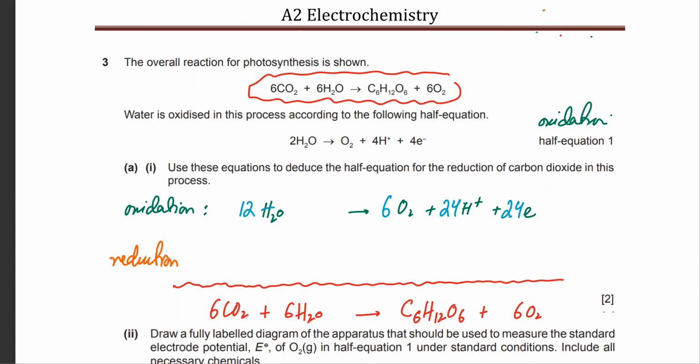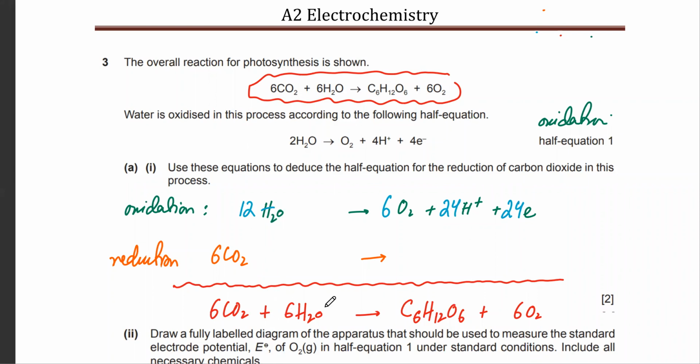So I'll just look at my reactants. I've got 12 water molecules over here. Something must get added to it to give you this. So what is that thing? There must be 6 CO2s getting added over here. So 12 water molecules plus 6 CO2s on the reactant side.